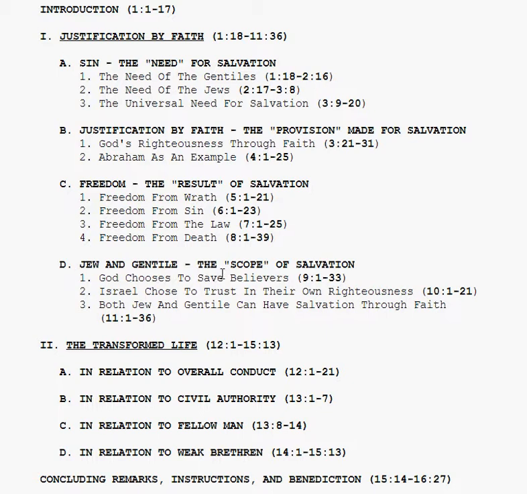And then the fourth section, Jew and Gentile, the scope of salvation. We see God chooses to save believers, chapter 9, 1 to 33. Israel chose to trust in their own righteousness, chapter 10, 1 to 21, which is a clean break, right? This is chapter 9, this is chapter 10, and chapter 11 is its own chapter too. Both the Jew and Gentile can have salvation through faith. So this section is really well done.